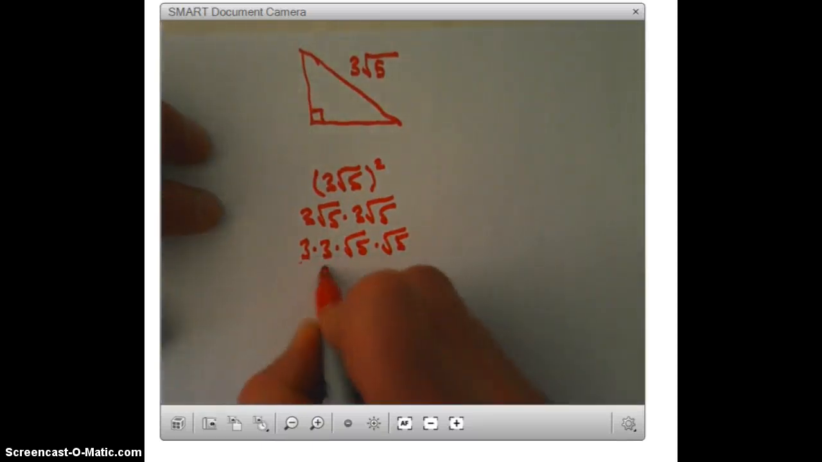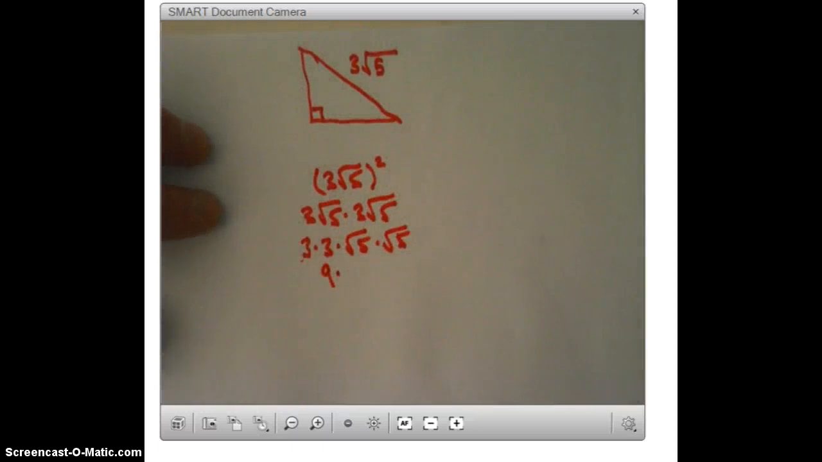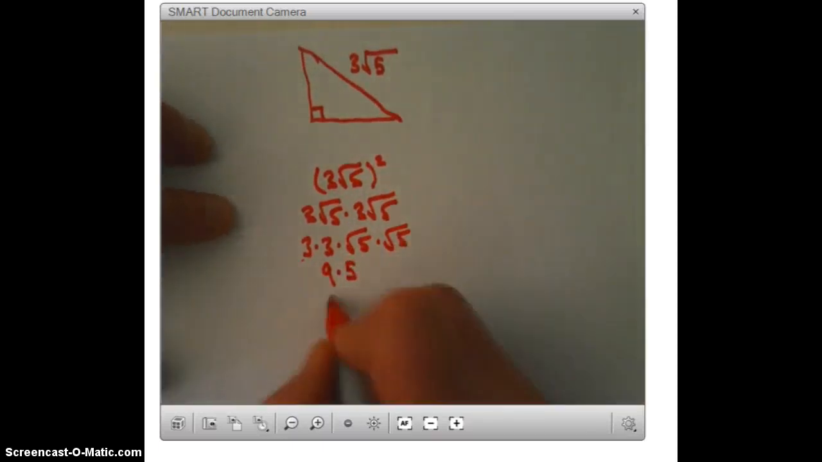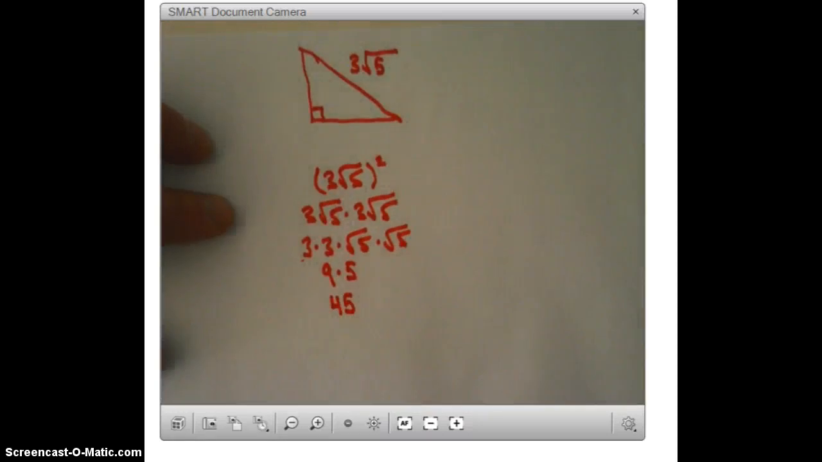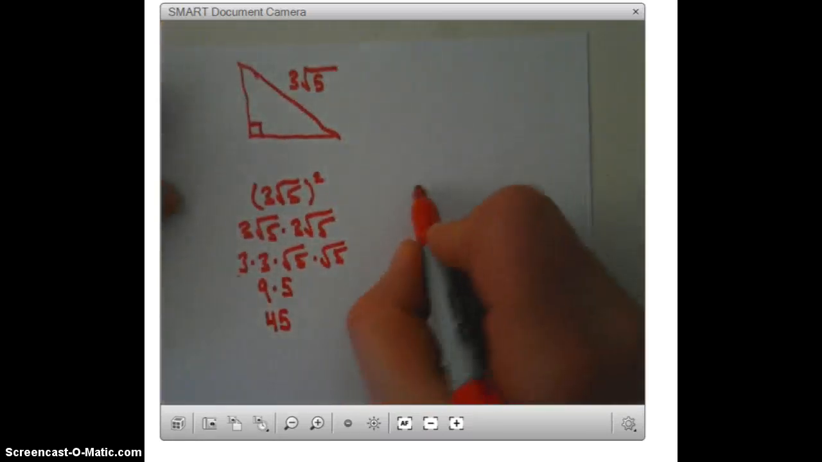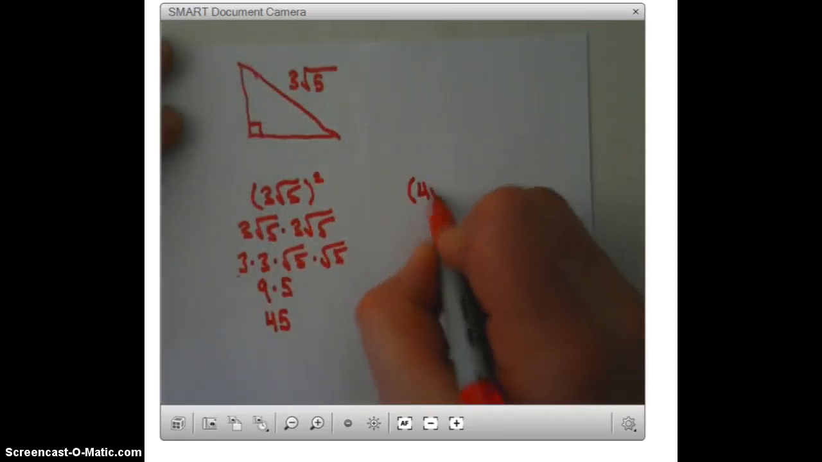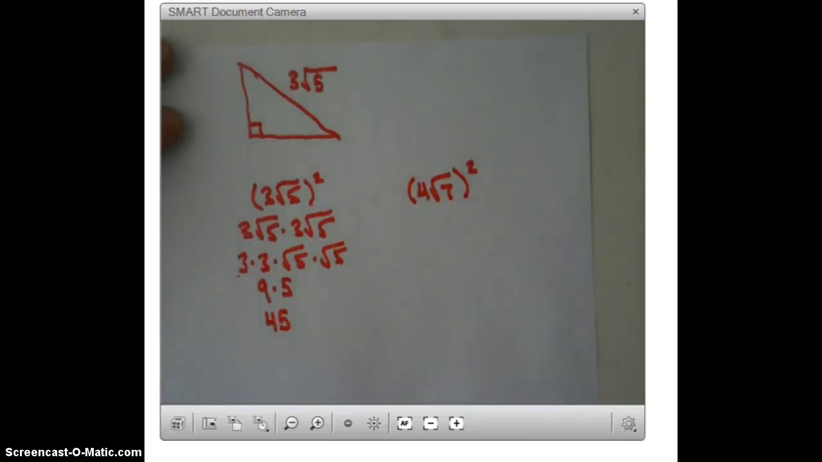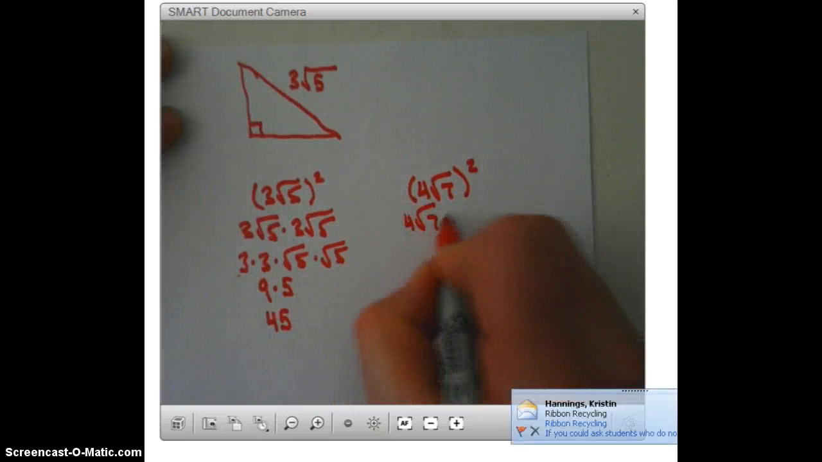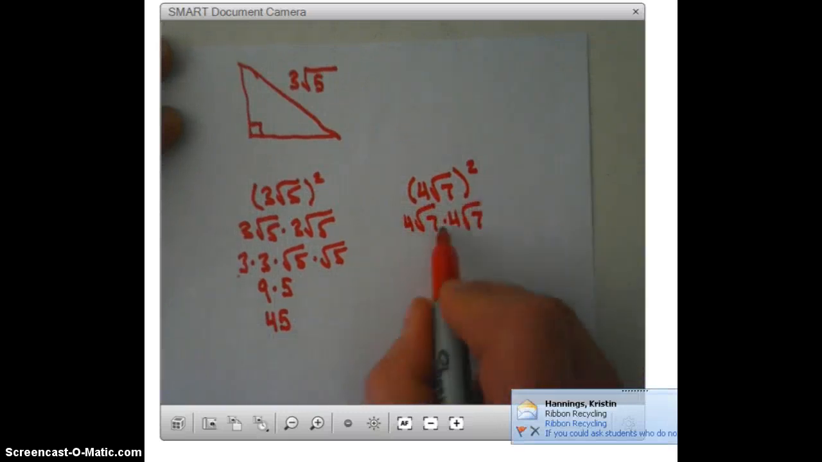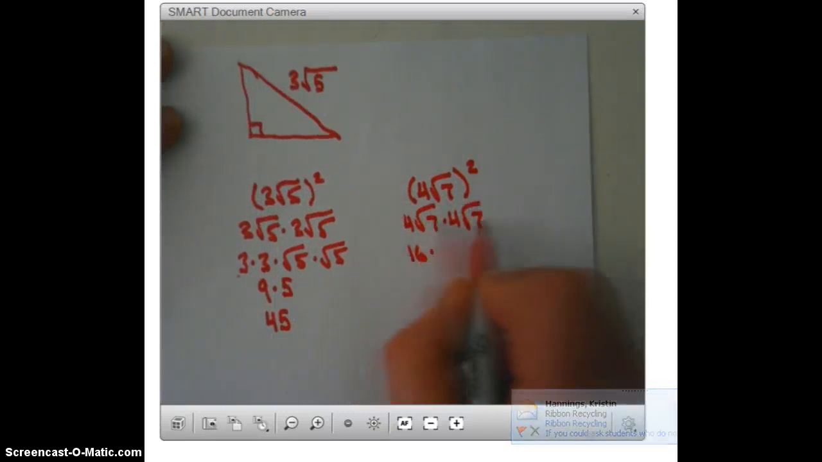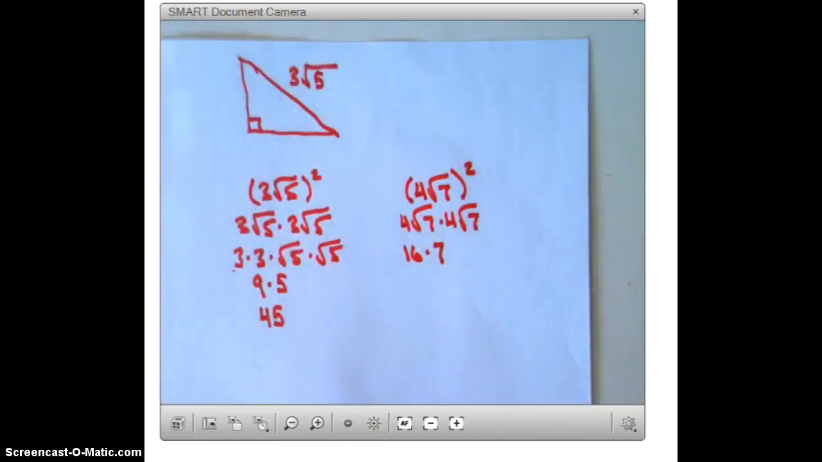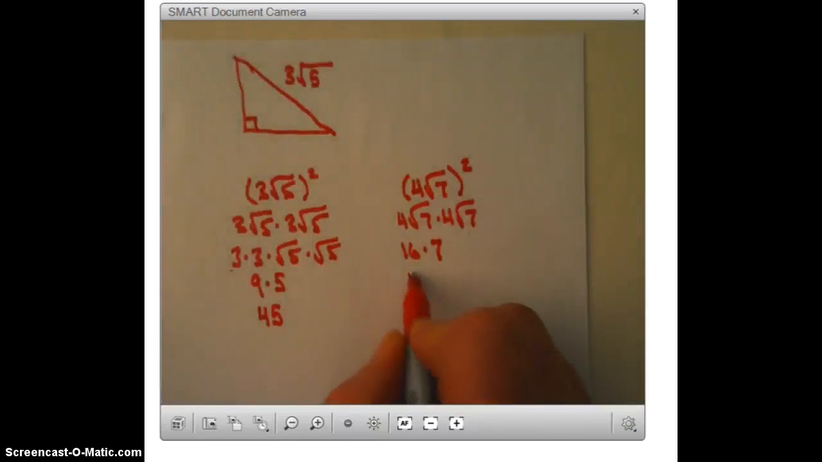3 times 3 is 9, and we know from our last example that the root 5 times the root 5 is 5, and 9 times 5 is 45. So let's take a look at one more example where you have, let's say, 4 root 7 squared. And that means 4 root 7 times 4 root 7, and 4 times 4 is 16, and root 7 times root 7 is 7, and 16 times 7 is 112.